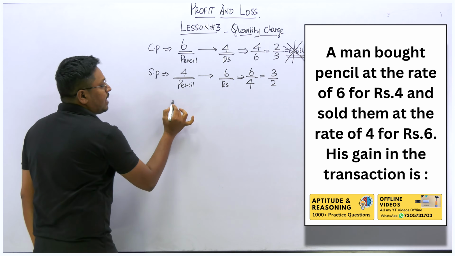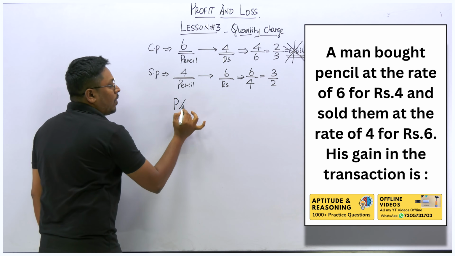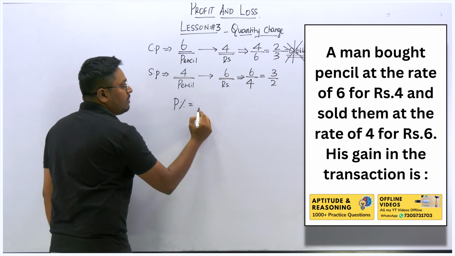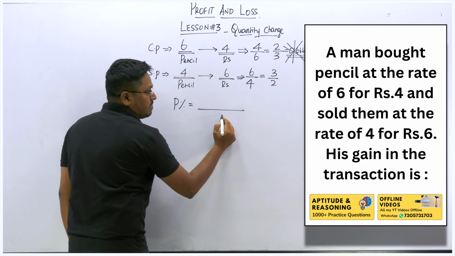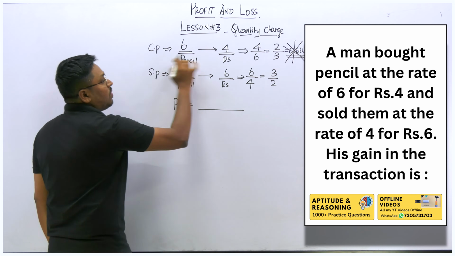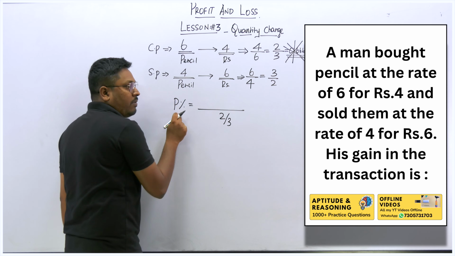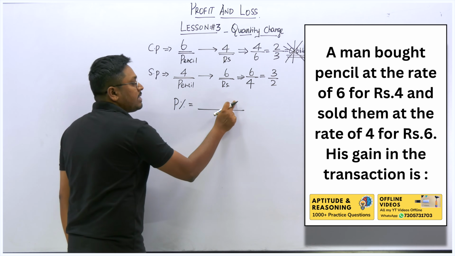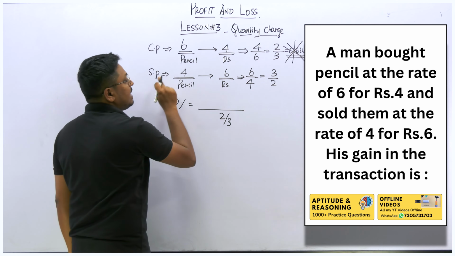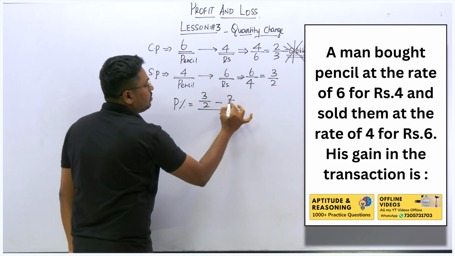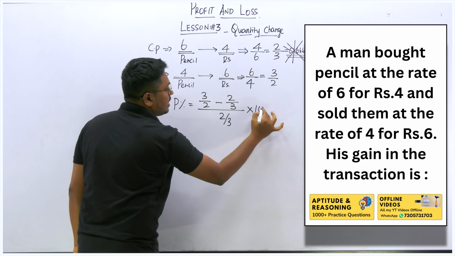So now what is our target? Our target is to find the profit percentage, right? What is the formula for profit percentage? Always we need to divide by the cost price. What about the cost price here? The cost price will be 2 by 3. If it is a profit, the numerator will be selling price minus cost price. The selling price of one pencil is 3 by 2, and the cost price is 2 by 3, into 100. So friends, understood or not, right?